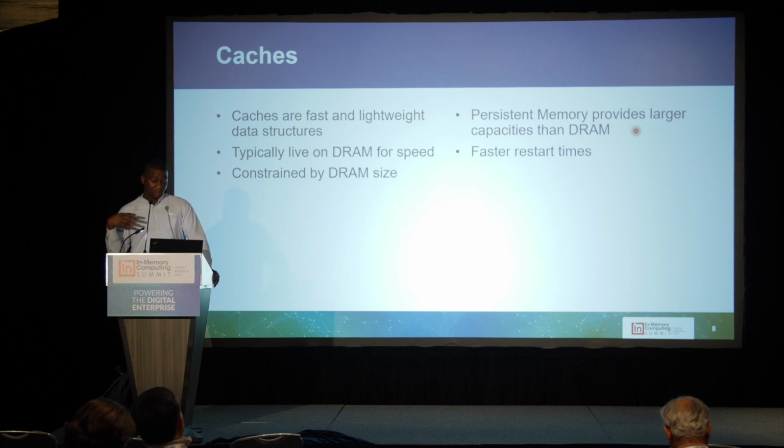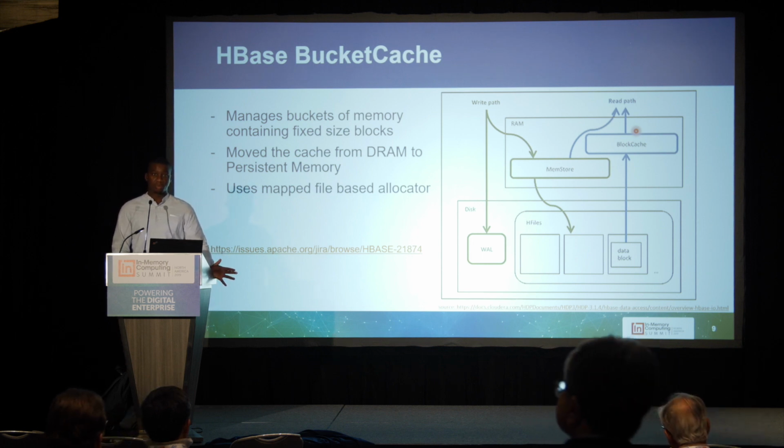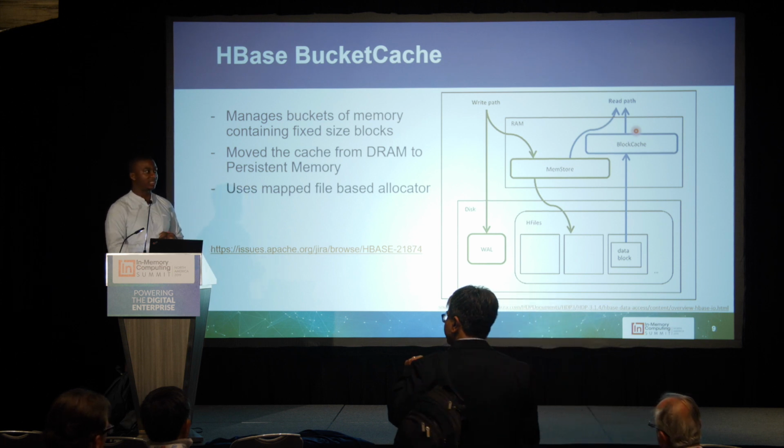So I'm going to talk about a few examples now. The following use cases are about optimizing caches or caching for persistent memory. I'm going to start with HBase, the HBase bucket cache. HBase is the Hadoop database. It is a distributed NoSQL database built on the HDFS file system.